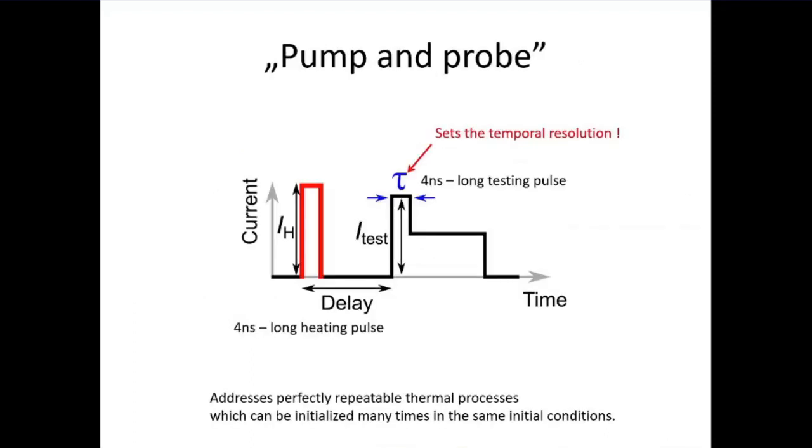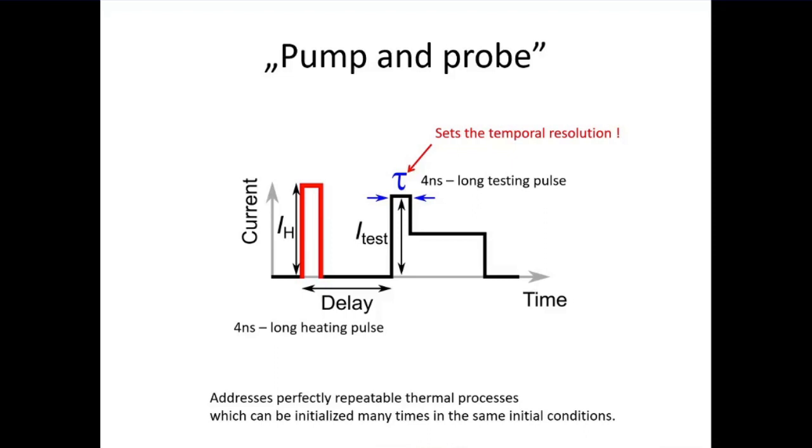So these are two methods of measurement which you can do, and then to get the dynamics, you employ this pump and probe protocol, which is familiar from laser physics. First you send the heating pulse, and then some time later, you ask your system, okay, what is your temperature now? During this short testing pulse, which sets the temporal resolution of the measurement, the junction must decide whether it wants to switch or not.